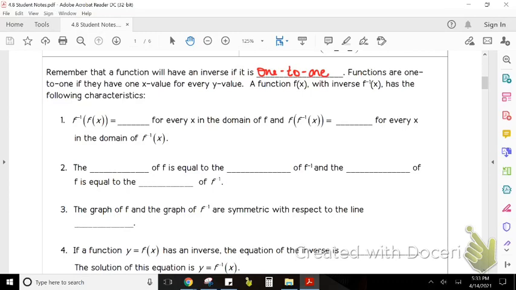If we take their compositions, so if we take the inverse of f and we plug in f of x, it's going to equal x every time, for every x in the domain of f. And then if we take f of the inverse of x, and we plug it in, it's also going to equal x for every x in the domain of the inverse.